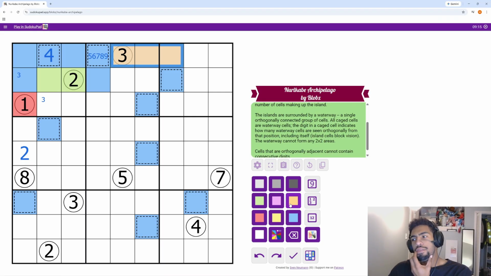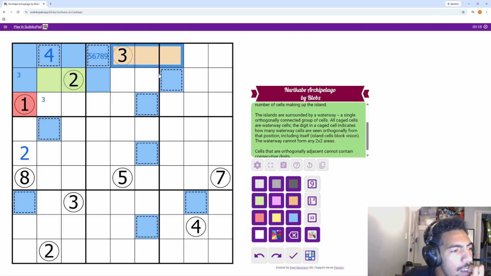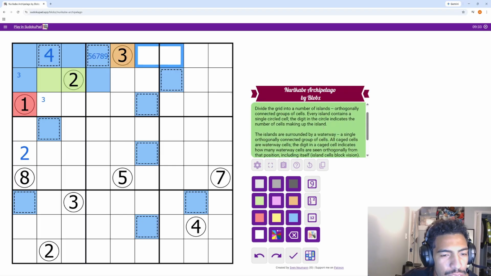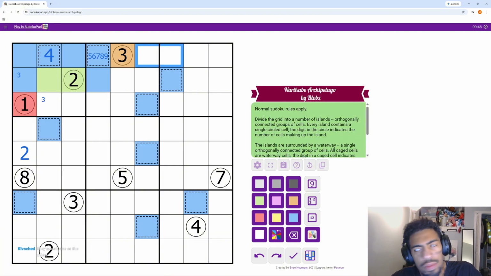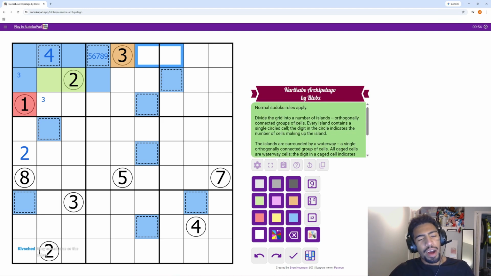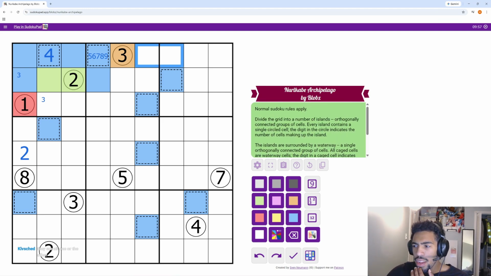I feel like if there can't be any white cells, then this box needs to have some island in it, right? There can't. I wish that rule was explicitly stated that all cells are either water or island. Every island contains a single circled cell. The digit in the circle indicates the number of cells. They are all one or the other. Okay. I wonder what in the rule set tells me that.